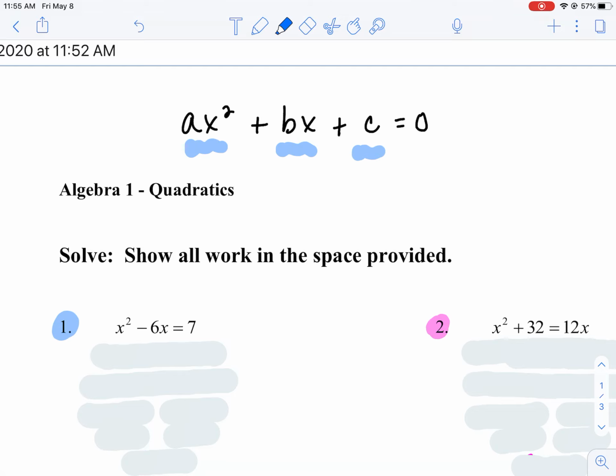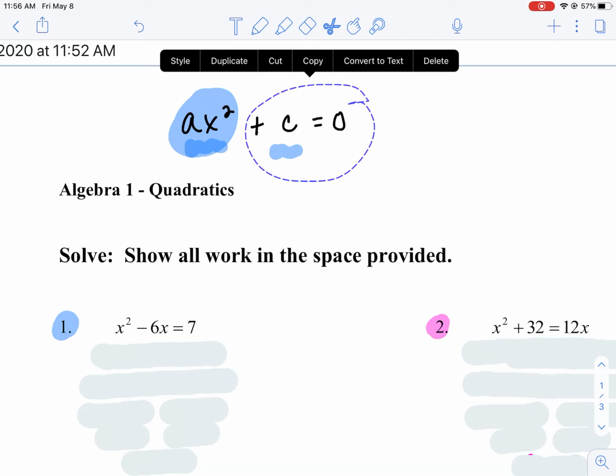Now, first I'm going to start by saying this. You will always have x squared. That's what makes it a quadratic. So that will always be there. Sometimes you'll have x squared, x, and no x. Sometimes you'll be missing the x term. And it would just be x squared term plus your no x term or your constant. Okay?